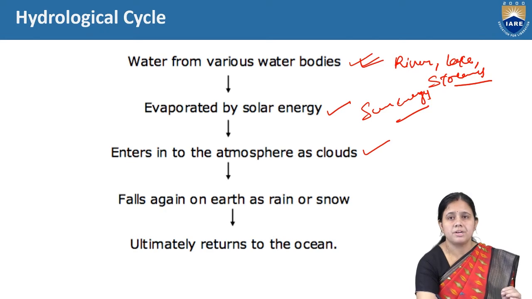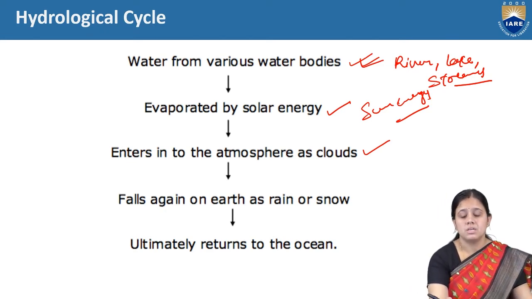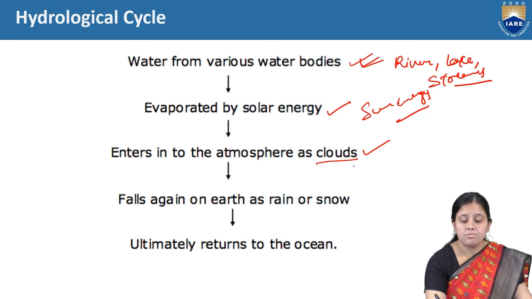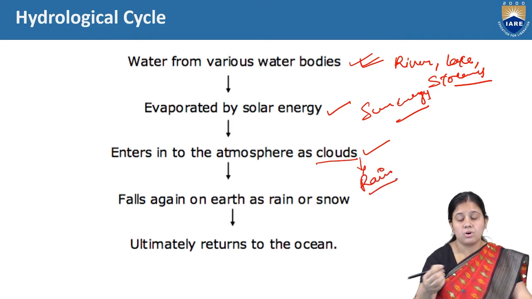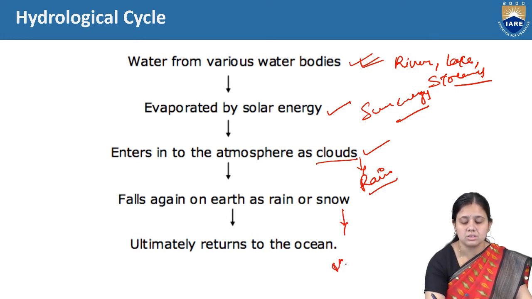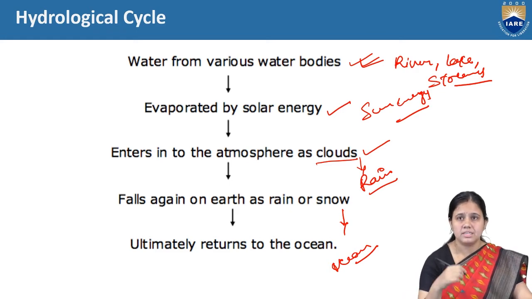That evaporated water enters the atmosphere in the form of clouds, and that cloud falls again on the earth's surface in the form of rain or snow. Then ultimately it returns to the ocean. That is the complete movement of water in the atmosphere, the main basic theme of the hydrological cycle.